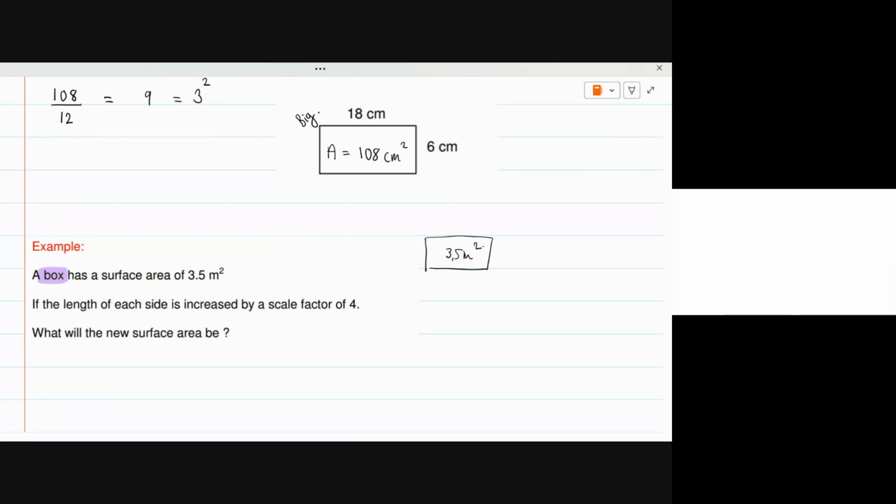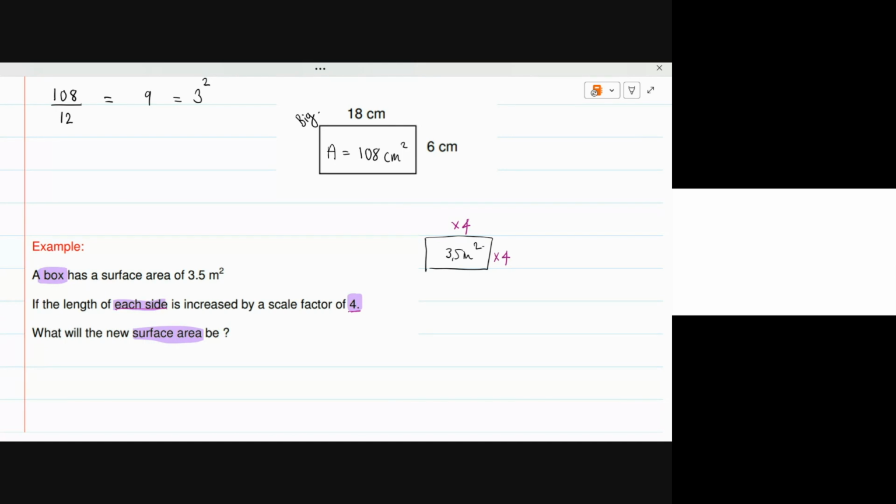Now it says, if the length of each side is increased by a scale factor of 4, what will the new surface area be? I know it's supposed to be 3D because it's surface area, but you get the idea. So if each side is increased by a scale factor of 4, that means times 4 times 4. Agreed? Times 4 times 4.